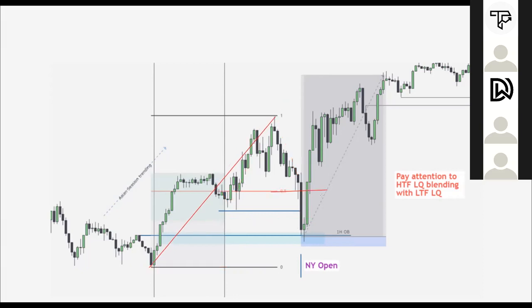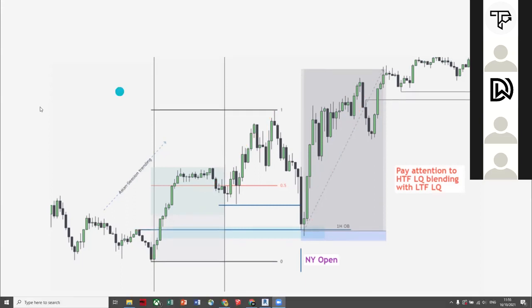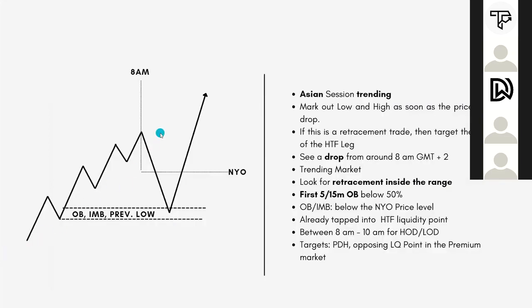Now, guess what? We have a higher time frame liquidity profile. We have the 1-hour order block. We have a previous low, and we have some imbalance there as well. So again, we have profile 4, order block, imbalance, previous low, and we see price taps into it and then moves towards the upside. So this is all based off of this profile, when price trends, Asian session is trending towards the upside.